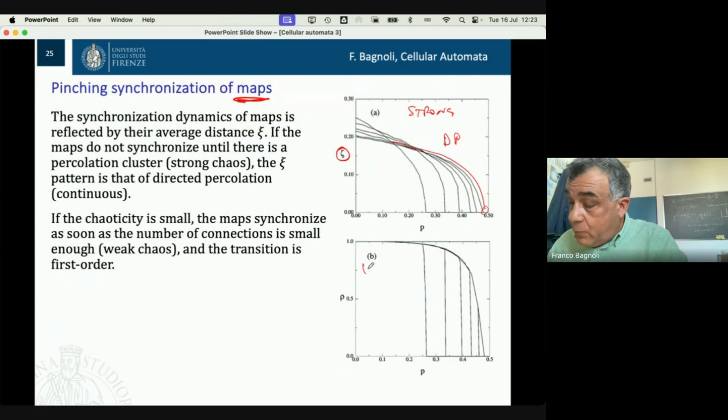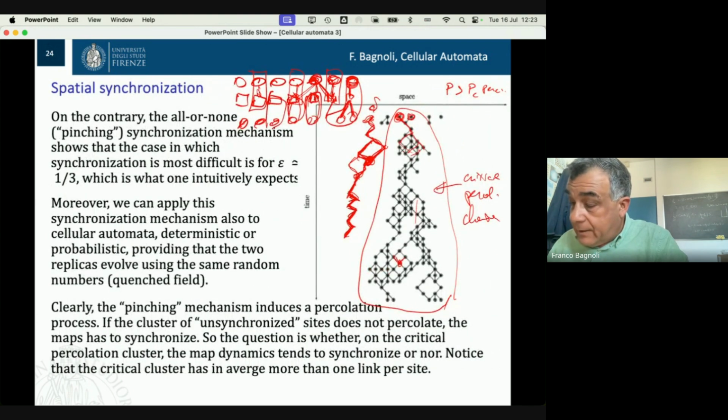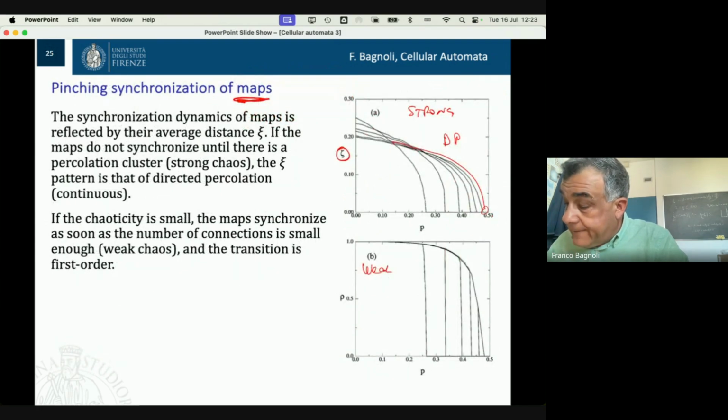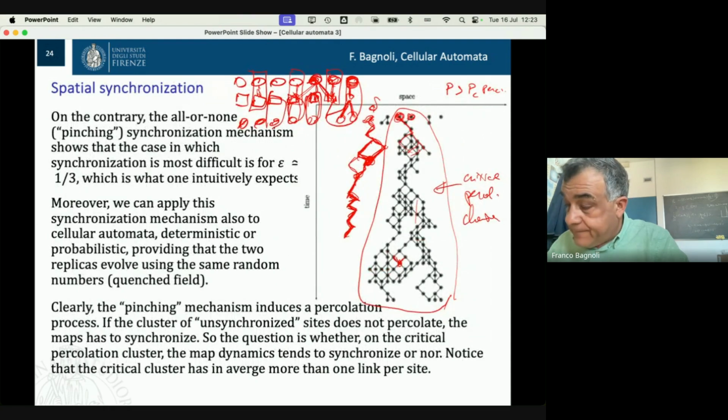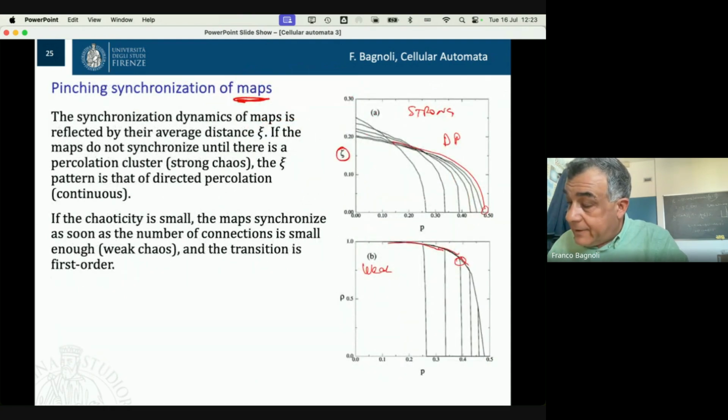While if you have weak chaos, you need to have more paths. So what happens is that the damage survives until the number of converging paths is less than a given number, and then suddenly goes to zero. So we have essentially a first order phase transition in this difference.